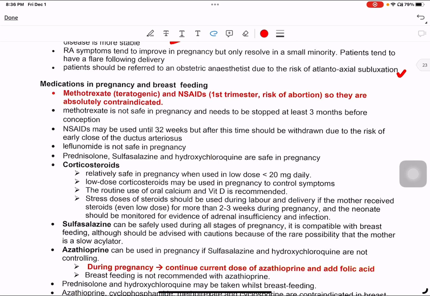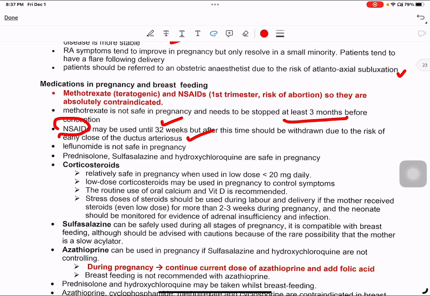Methotrexate is teratogenic and NSAIDs are contraindicated during the first trimester. Methotrexate is not safe in pregnancy and needs to be stopped at least 3 months before pregnancy. NSAIDs may be used until 32 weeks, but after this time should be withdrawn due to the risk of early closure of the ductus arteriosus. So NSAIDs can be used up to a maximum of 32 weeks. Leflunomide is not safe in pregnancy. So what is safe? Prednisolone, sulfasalazine and hydroxychloroquine are safe in pregnancy.